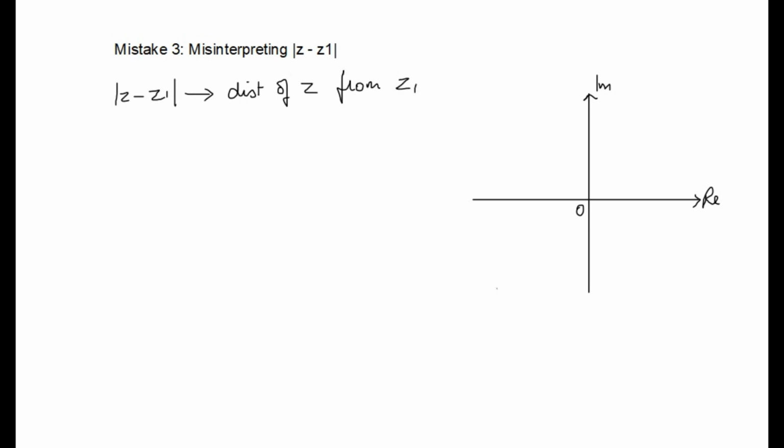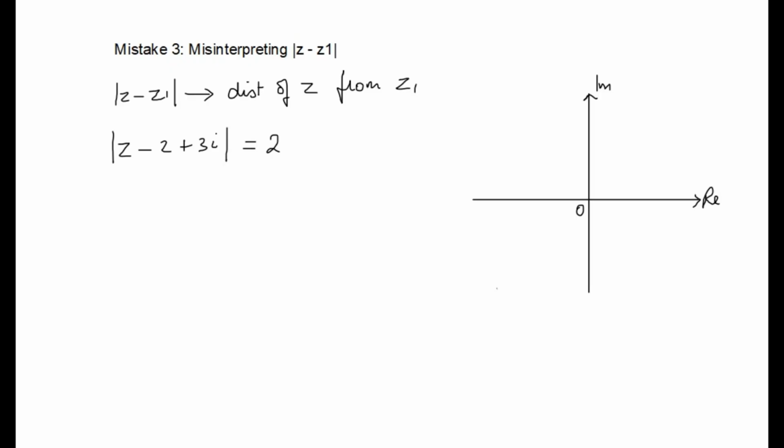So let's take an example. Suppose you're given modulus of z minus 2 plus 3i is equal to 2. What does it mean? It means that the distance of z from z1 is equal to 2. Now what is z1 in this?